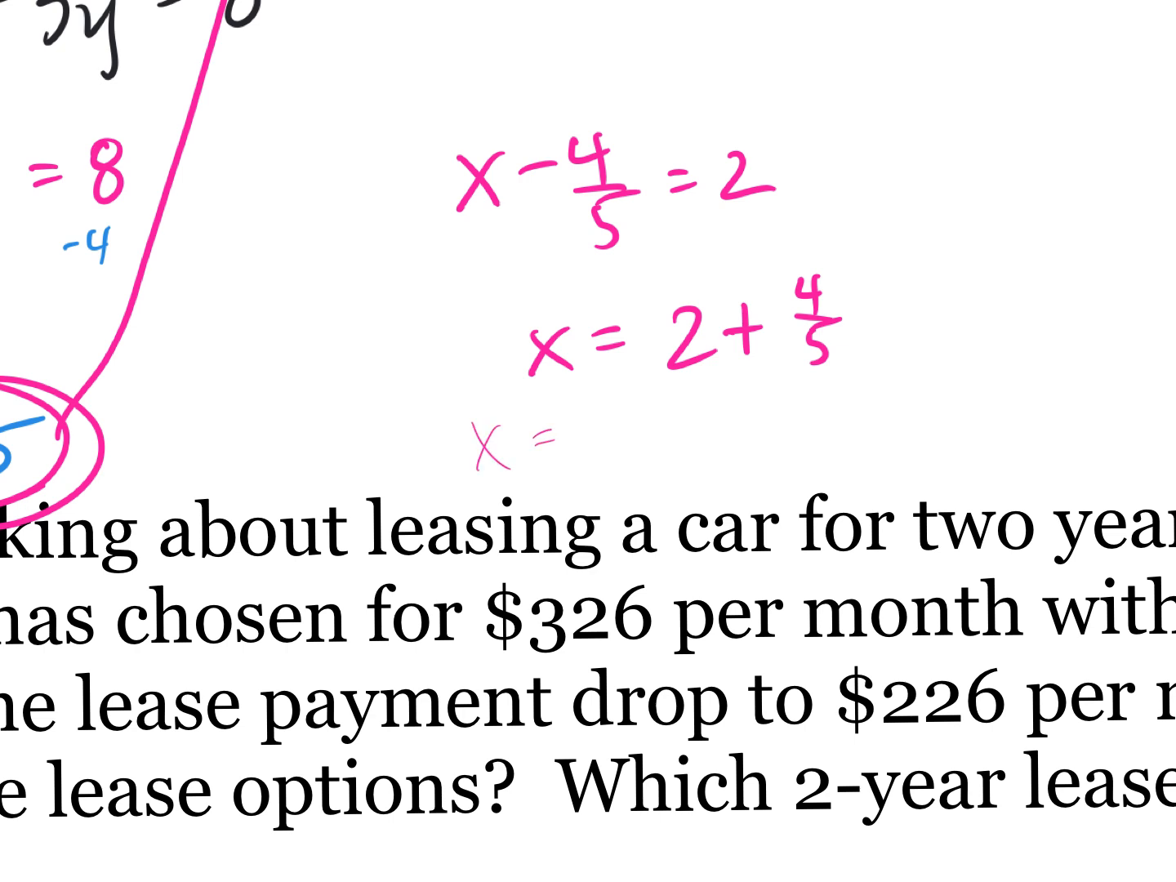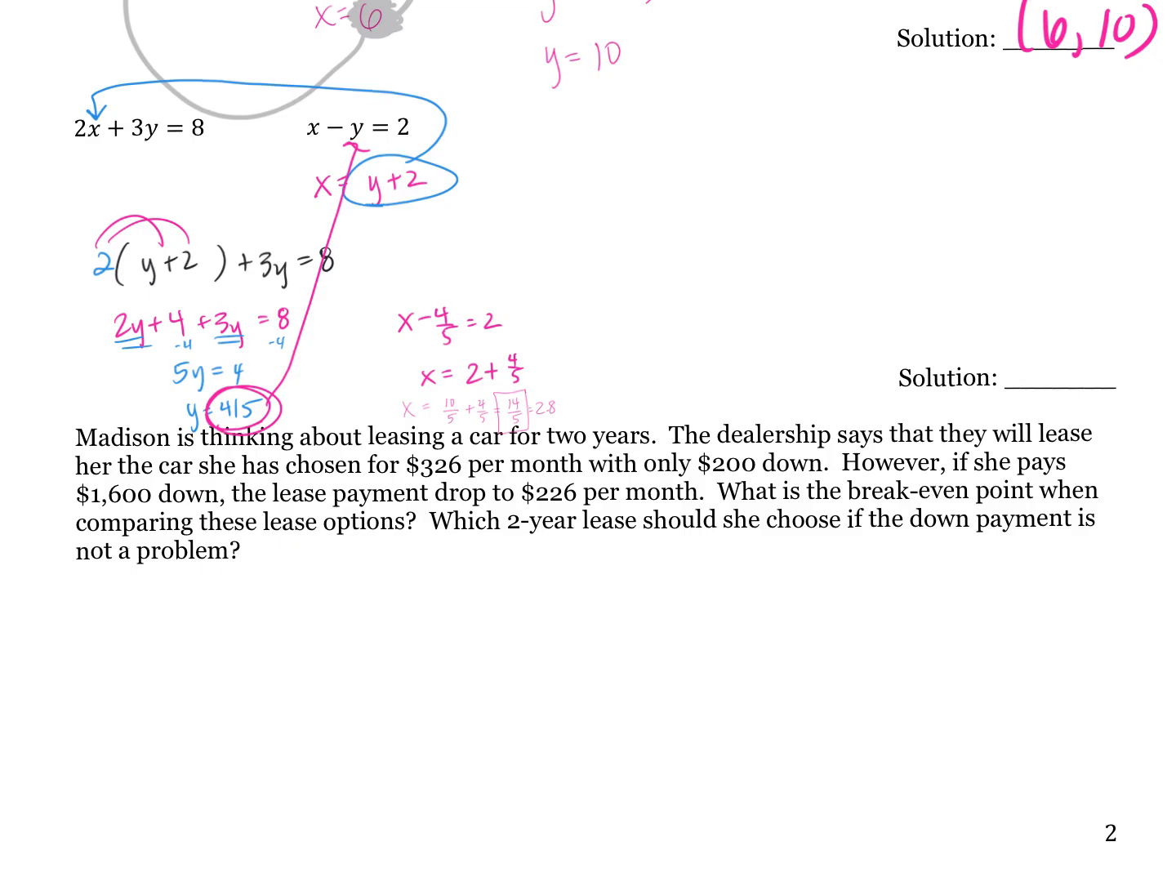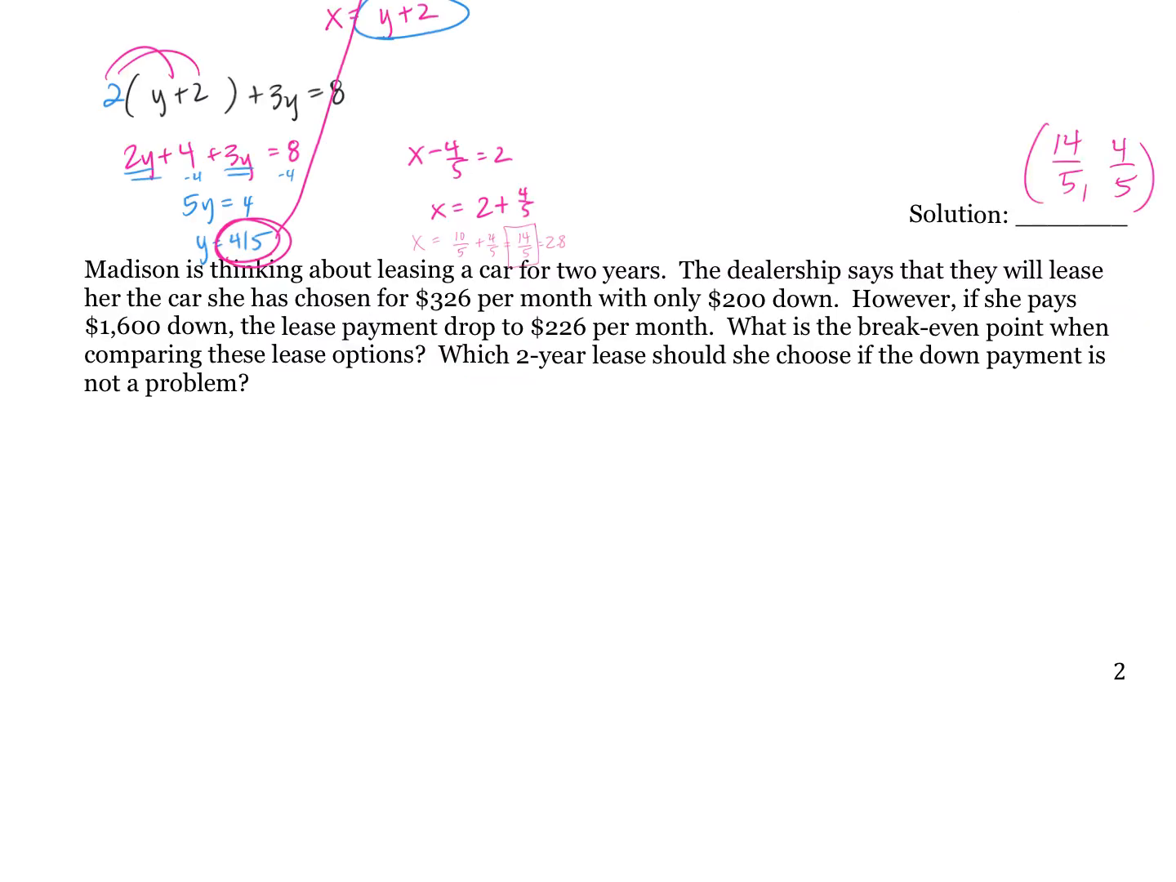So I could say 2 is the same as 10/5 plus 4/5, which would get me 14/5, which you said is 2.8. Yep, agreed. Either of those is great, but I just don't want you to use a calculator. I want us practicing these skills. So if I were you, I'd be ending at 14/5. I write that. My solution would then be x comma y, so I'd say 14/5, 4/5.